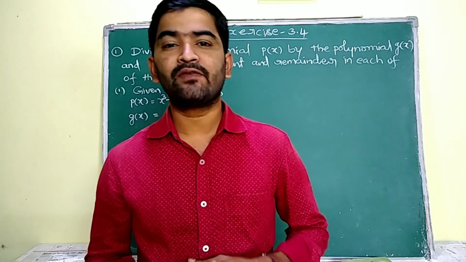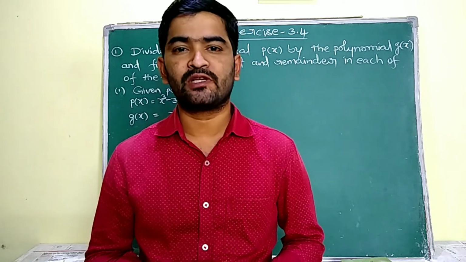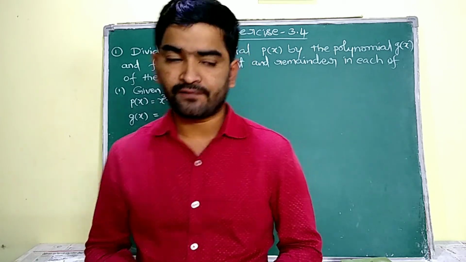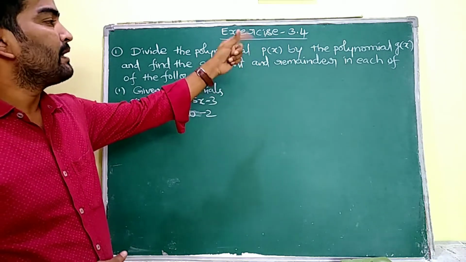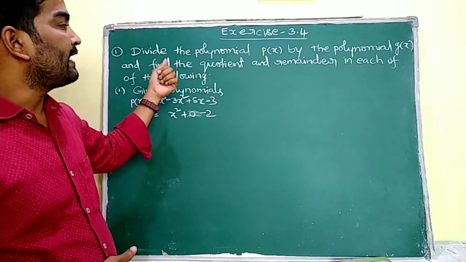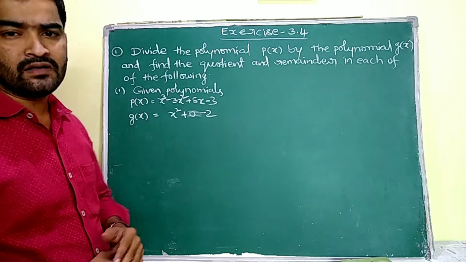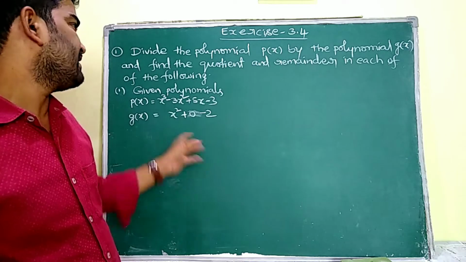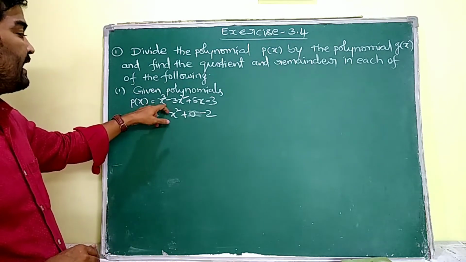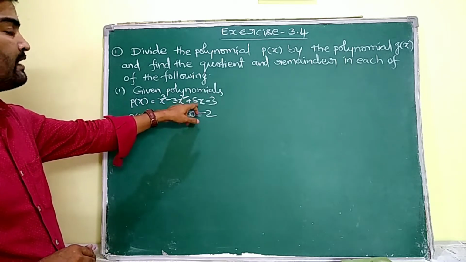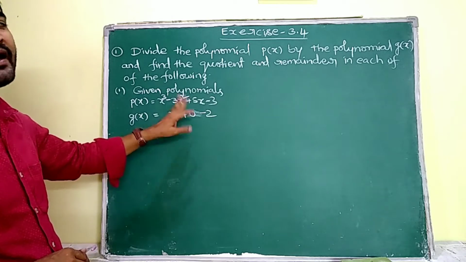Now, in this video we are going to discuss exercise 3.4 of the chapter polynomials. The first question is: divide the polynomial p of x by the polynomial g of x, and find the quotient and remainder in each of the following cases. The first case: p of x is equal to x cube minus 3x square plus 5x minus 3 and g of x is given as x square minus 2.